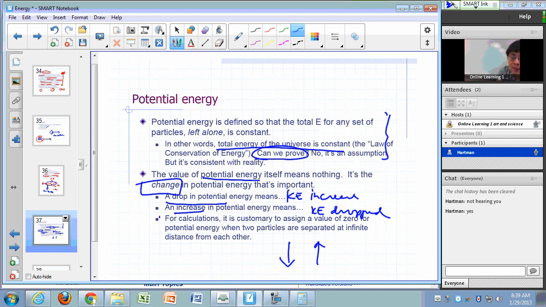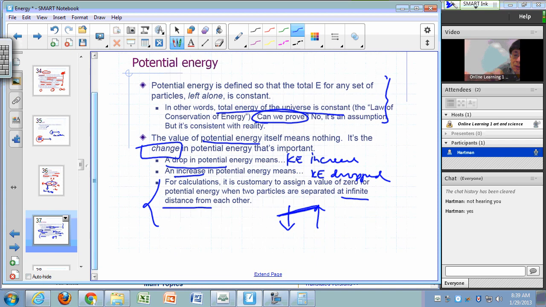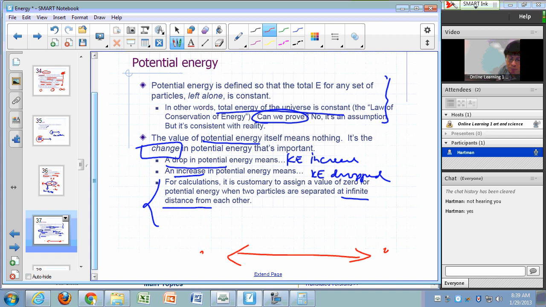Now, for calculations, it's customary to assign a value of 0 for the potential energy when the particles are separated at infinite distance from each other. It's not necessary, but it's convenient to do that. So when they're very far away, we say that the force between them is negligible, so they're moving more or less independently, not affecting each other.